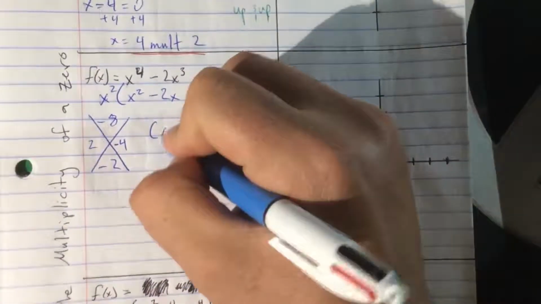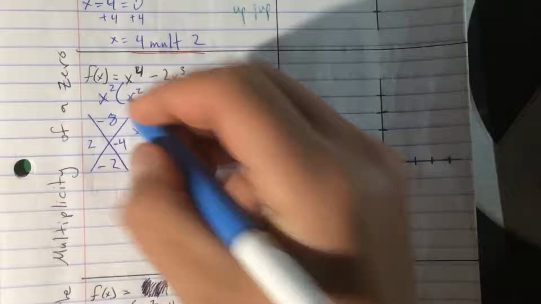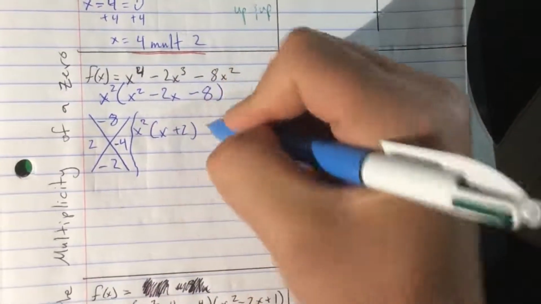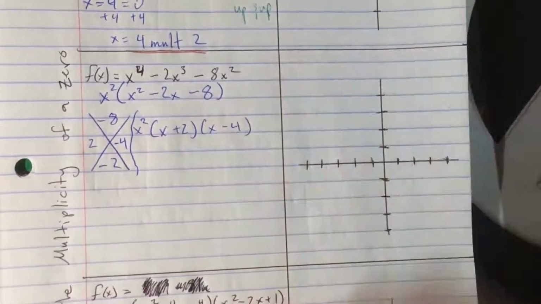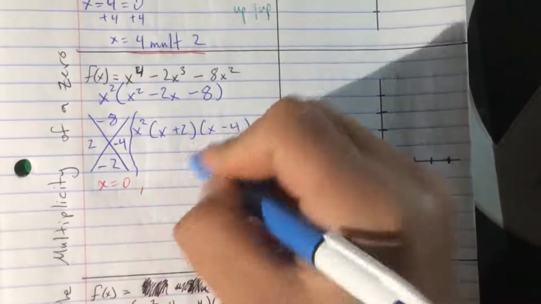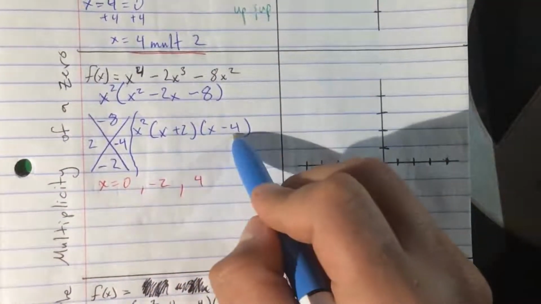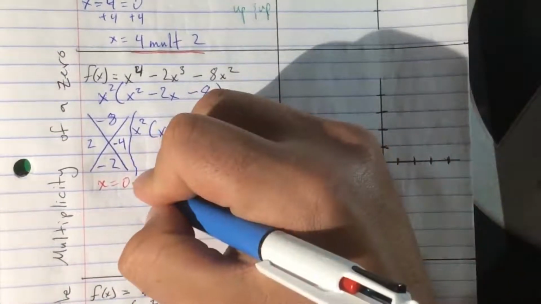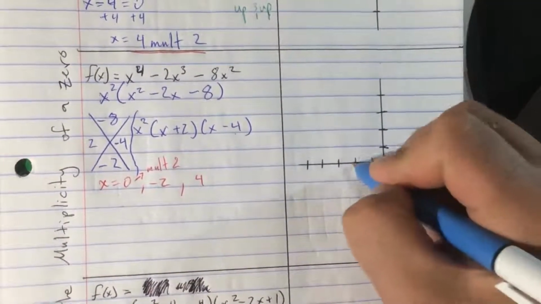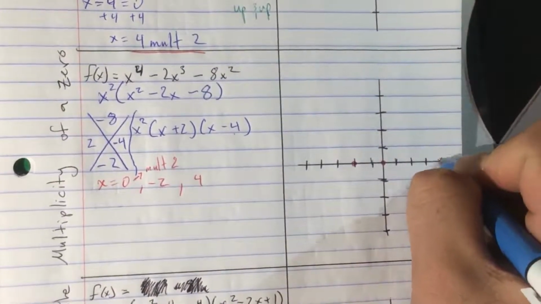So this would end up being our x squared, and then our x plus 2 and our x minus 4. This means our zeros are going to be x is equal to 0, negative 2 and positive 4, because they're the opposites here. We are going to have multiplicity 2 on this one. So we're going to put our zeros, so we have 1 at 0, negative 2, and positive 4.